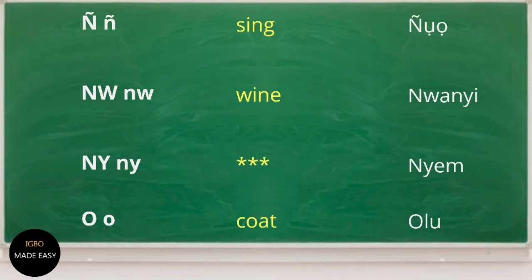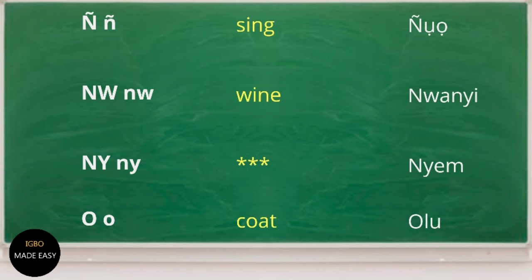The sound in wine. Wine is the closest you get to the mwa sound in Igbo. For example, we have here wanyi, wanyi. See, wine, wanyi. In fact, because it's wine, I'm trying to sound as though I'm saying wine both times. But if you listen carefully, you hear wine and you hear wine.